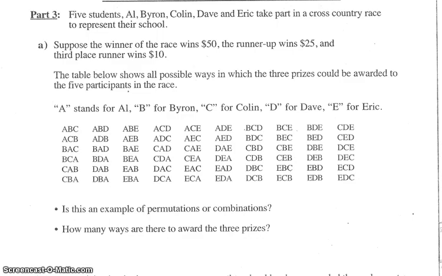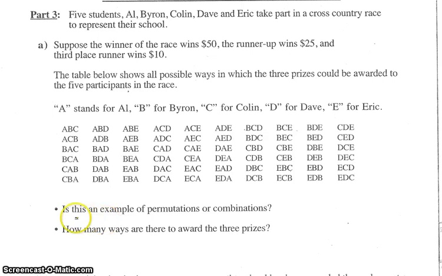This is another example where you can see how we lead into the formula for combinations. 5 students, we'll just call them A, B, C, D, and E. Notice the first letters. They take part in a cross-country race to represent their school. First situation: the winner of the race wins $50, runner-up $25, third place $10. The table below shows all the possible ways in which these 3 prizes could be awarded. So they've got ABC, ACB, and all the different ways.